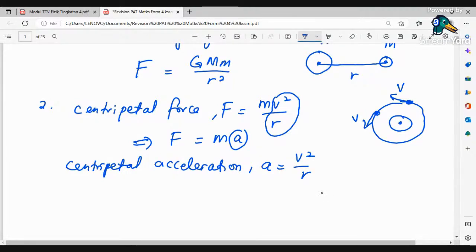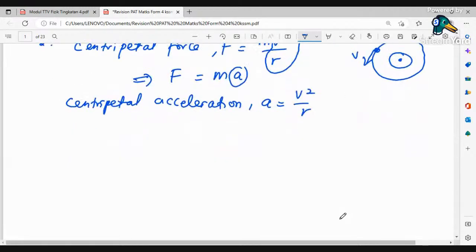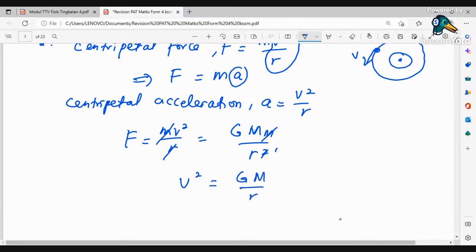Okay, as we know, between the satellite and the Earth there is also gravitational force. Thus, centripetal force equals gravitational force. Okay, so we have G m m divided by r squared. So just cancel this one and cancel one r. So you will get from here v squared equals G M divided by r. So you have v equals square root of G M divided by r, where v is known as linear speed.